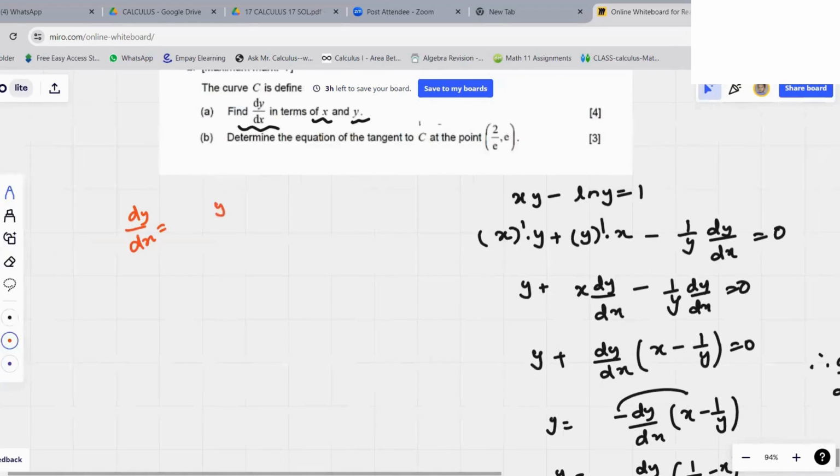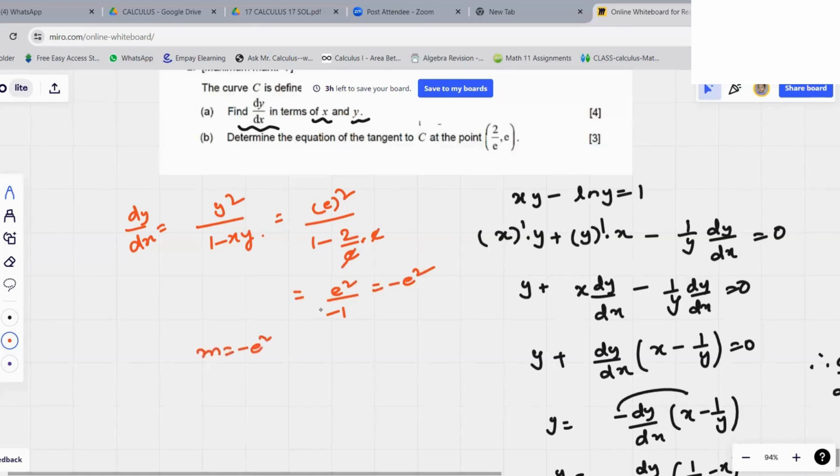y square by (1 minus xy). Now here you substitute that y and x: y is e, so e whole square, minus 1 minus x times y, that is 2 by e times e. Correct? So that means it will be e squared over minus 1, so it will just be negative e squared. Now what is this? m is equal to minus e square.